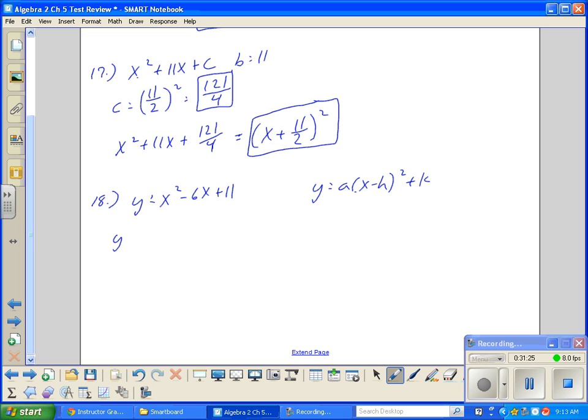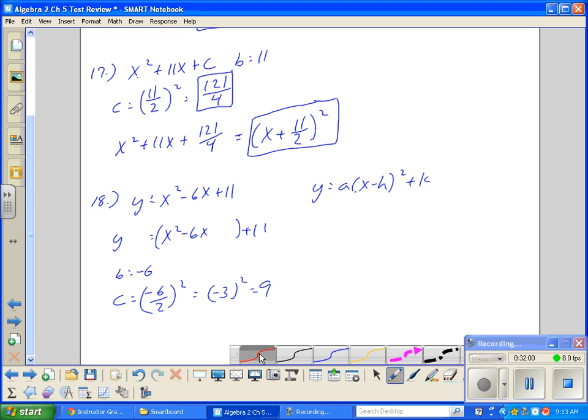we're going to take the equation and we're going to slide the 11 over to the side, and we're going to complete the square with the x squared minus 6x portion. So x squared minus 6x, the b is negative 6, so c is negative 6 over 2 squared, or that would be negative 3 squared, which is going to be 9.